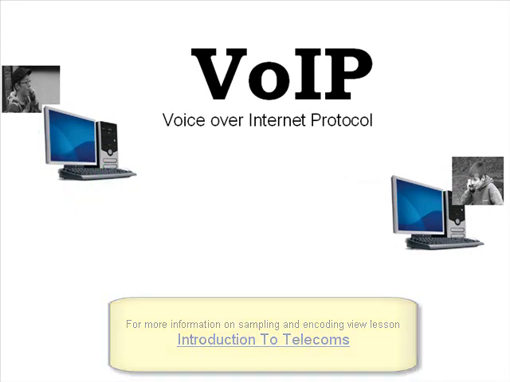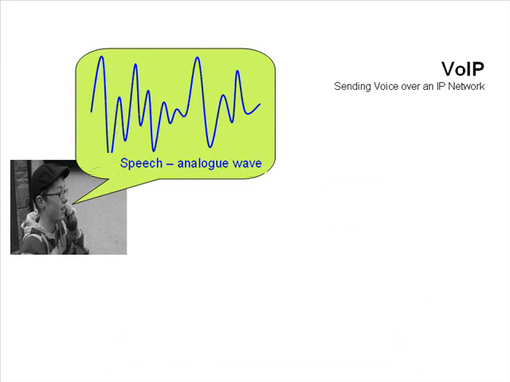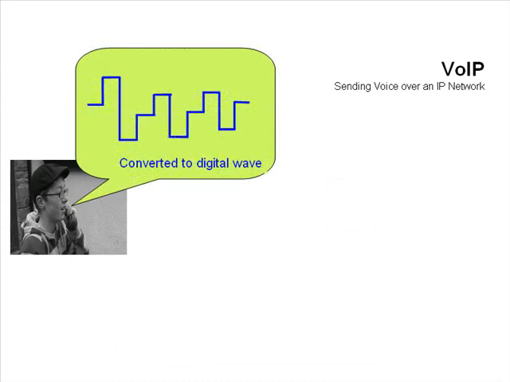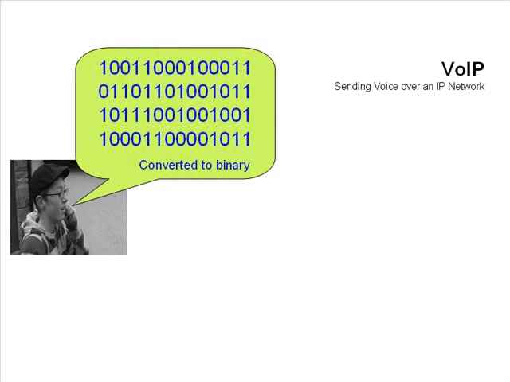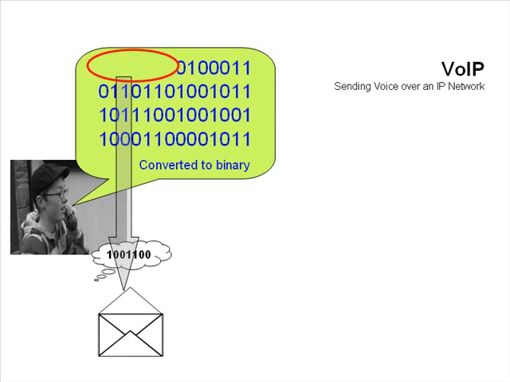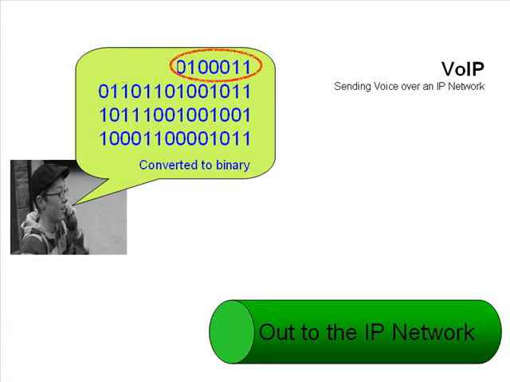Now, looking at that a bit deeper, the sound waves that come from our mouths are converted from analog waves to digital waves. And these digital waves, in turn, are represented by sequences of binary digits. Collections of these binary digits representing given sounds are then put into IP packets and sent out across the IP network.